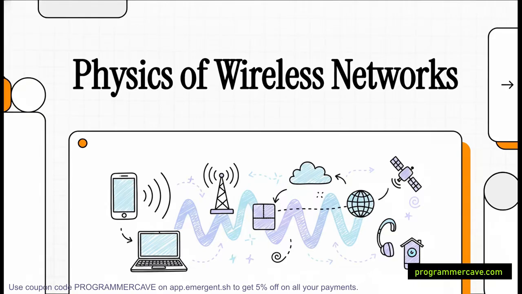As developers, we're always focused on building apps that just work smoothly, flawlessly, no matter what. But to really pull that off, we have to understand the invisible world our data is flying through. So today, we're going to pull back the curtain and look at the actual physics that control every wireless network, from your Bluetooth headphones all the way up to global 5G, so we can build better, tougher, more resilient applications.